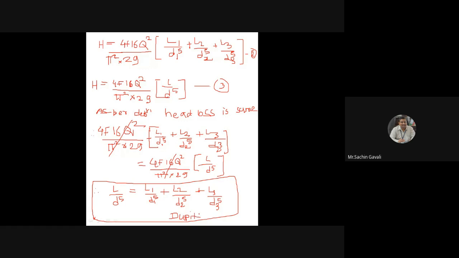So this equation is used for determining the size of the equivalent pipe. Generally, we know that length of equivalent pipe L is equal to the sum of the lengths of all series pipeline connections. So this equation is called Dupit's equation and is generally used for determining the size of the equivalent pipe.